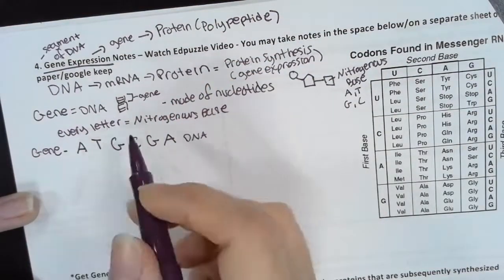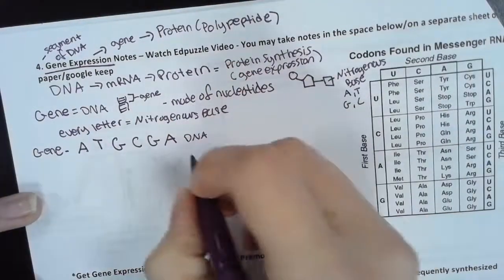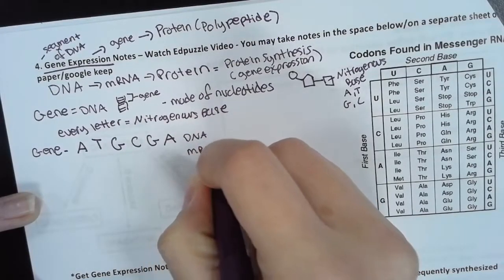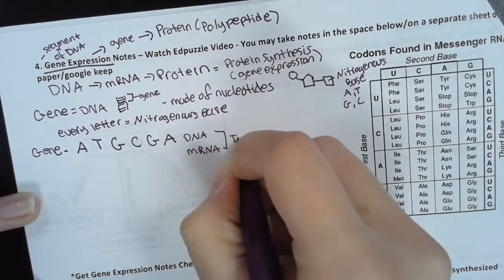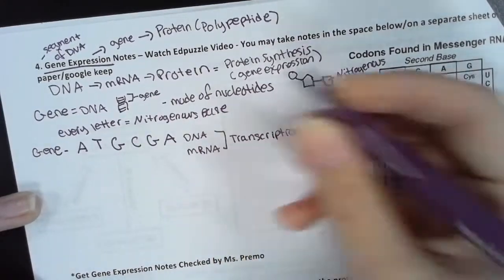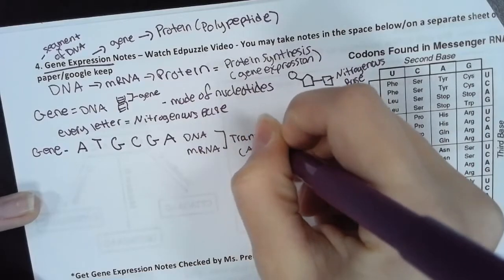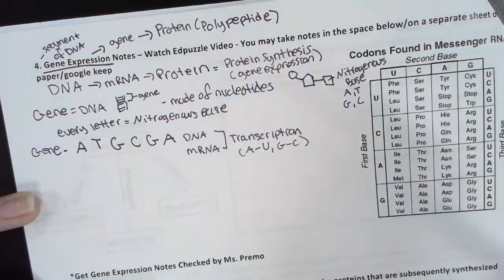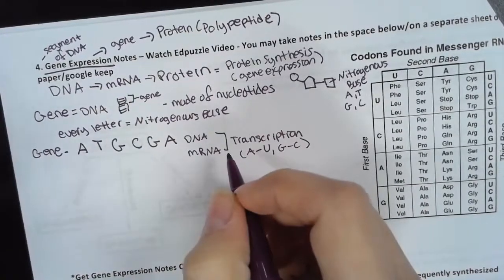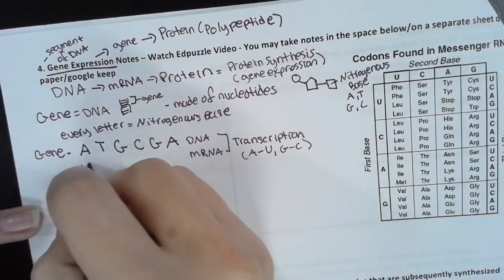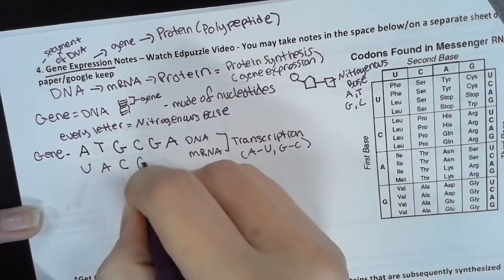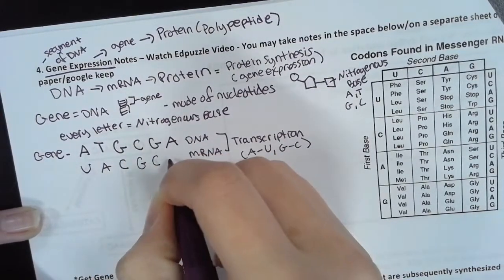Next, I'm going to transcribe it. So transcription is when I go from DNA to mRNA. And when I transcribe, I'm using the base pairs A to U and G to C. So A, because RNA, remember, has no thymine, it only has uracil. So adenine to uracil, thymine to adenine, guanine to cytosine, cytosine to guanine, guanine to cytosine, adenine to uracil.